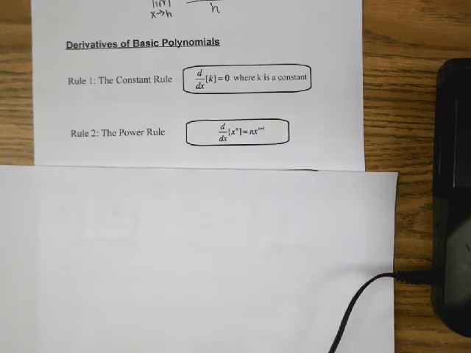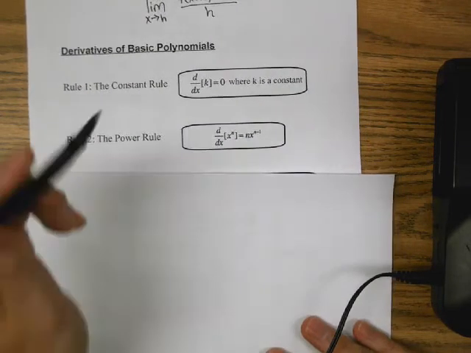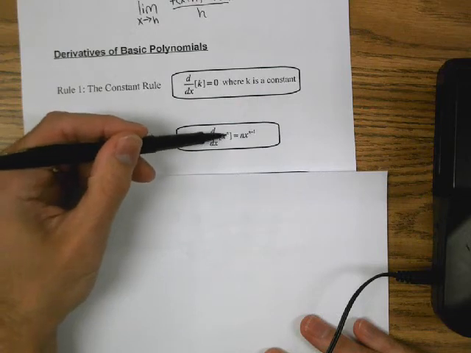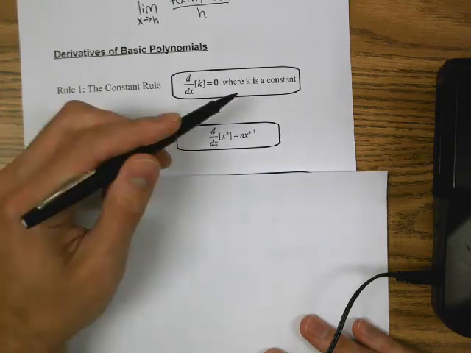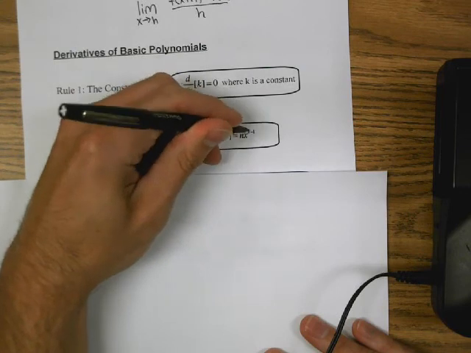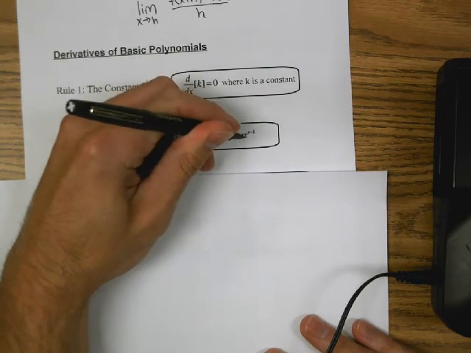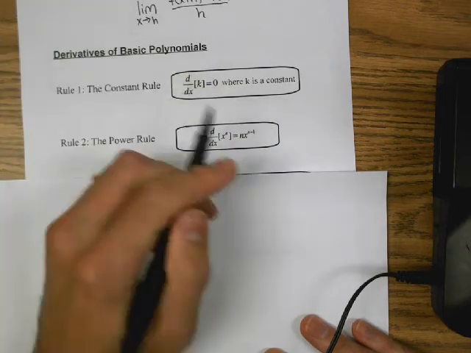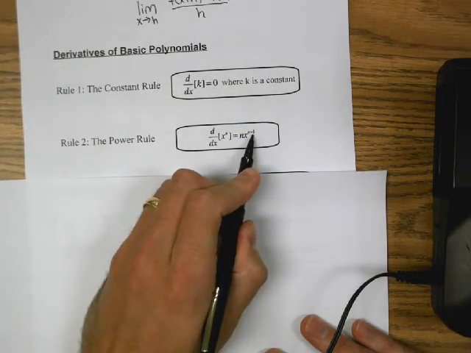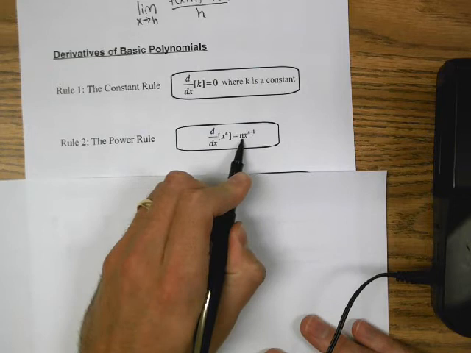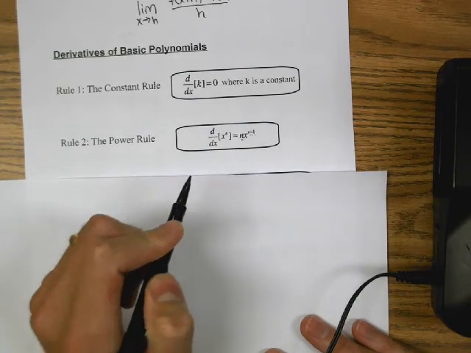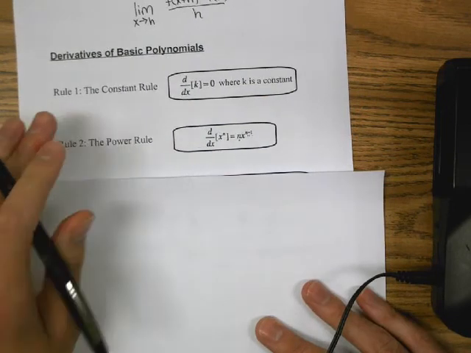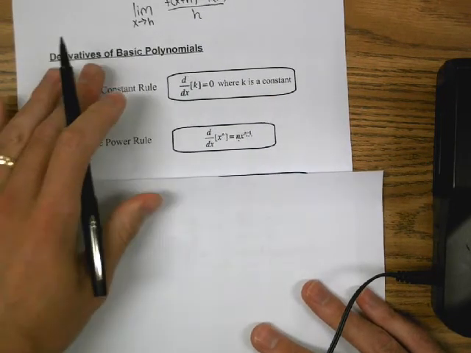Rule number 2, the power rule. The way to read this is the derivative with respect to x of x raised to any exponent n is equal to n times x raised to the n minus 1. We take the exponent out front, and then subtract 1 from the exponent. You're taking the original exponent, placing it out front, and subtracting from that exponent. This will make more sense once we do a couple examples together. So that's the basic power rule.